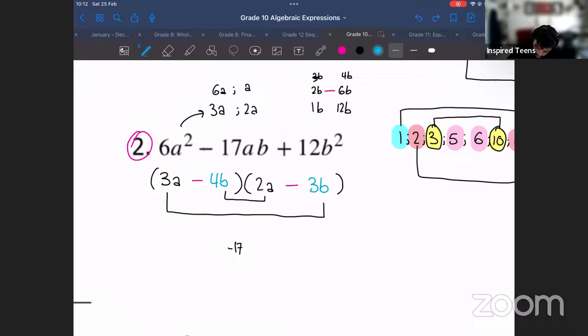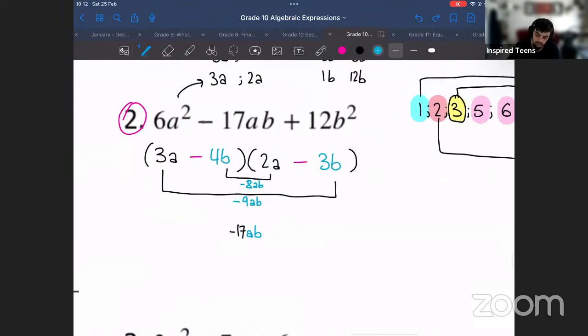So here when I do outer, I get -9ab. If you see that, 3a, 3b gives us ab minus 8ab. If I do inner, that gives me -17ab, which is the middle term, which is great. Okay, so those are my factors.